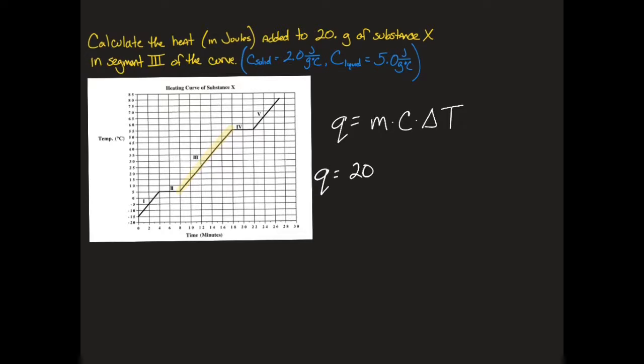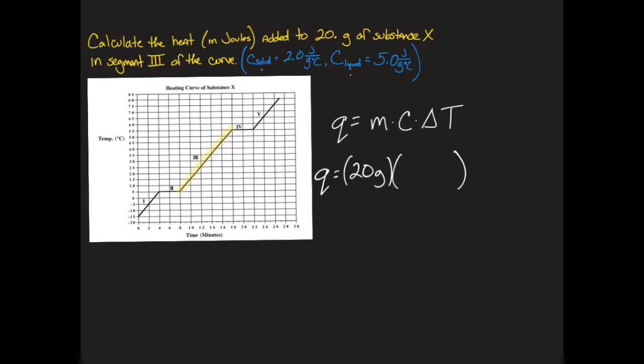M is the mass of the substance, that's 20 grams. C is the specific heat of the substance, and as you saw with the heats of phase change lesson, the specific heat of the substance depends on the phase that it's in. That's a better way to phrase that. So in this case, we are given two specific heats. We're given the specific heat of the solid substance X and the liquid substance X. And so we have to figure out which one to use here.